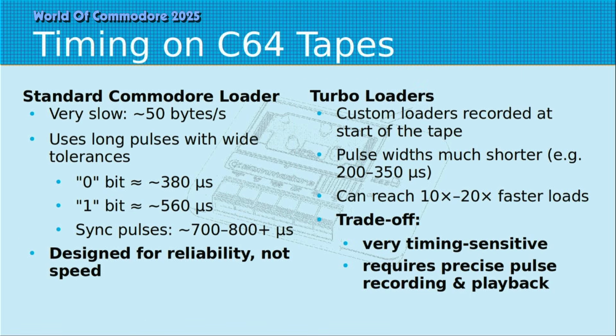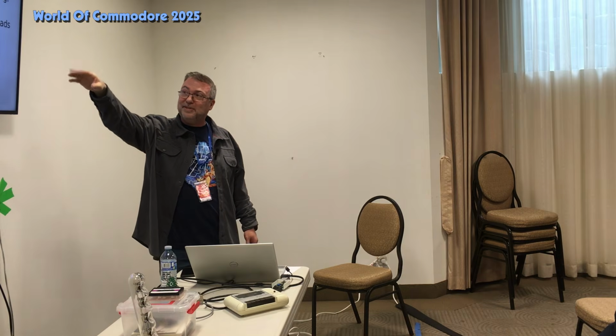About the pulses themselves, we can split them into two categories. There is the standard Commodore loader, which is very slow. Most people have already experienced that in the past. You get around 50 bytes per second, but it was designed for reliability and not for speed. So you have the different pulses here for the 0 and the 1. They are very large.